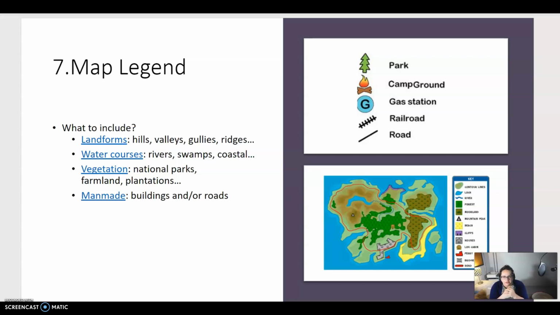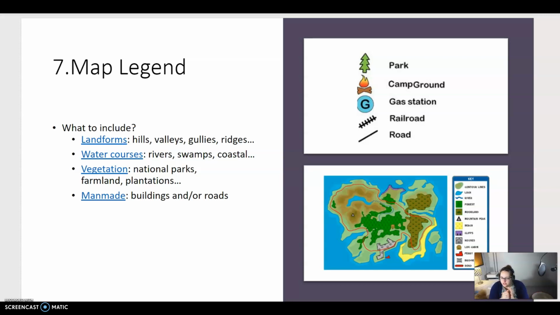And we did talk about some examples yesterday during our anchor lesson, but I did include some examples on this slide. So you could include a tree as a park. You could have a little campfire as a campground, a big G as a gas station, some railroad tracks as a railroad. Just a line would be a road. Maybe a blue line could be a stream or a river.